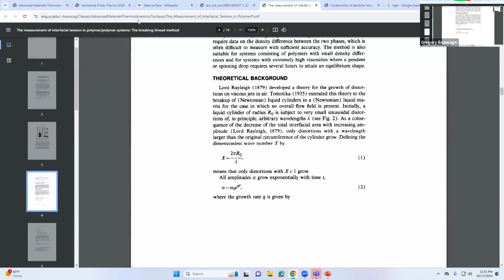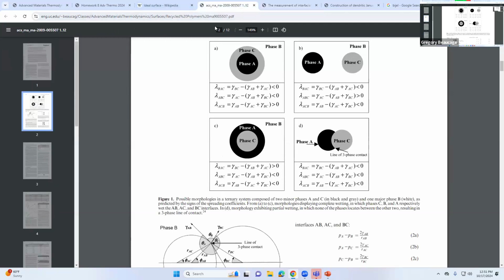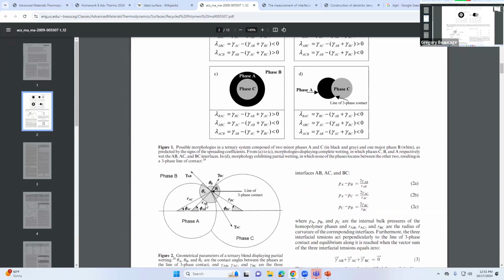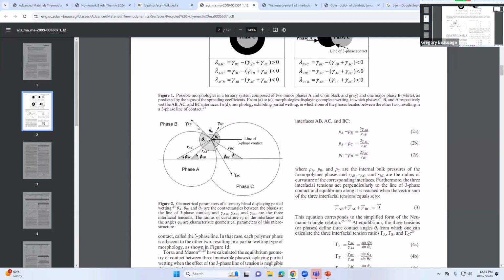Right. So the trick is that in all the things he does here, he needs to know the binaries in order to get the ternary. Right. So that's one way. So he gets it that way. He can also get the binary surface tensions between the three phases, the AB, BC, and AC.